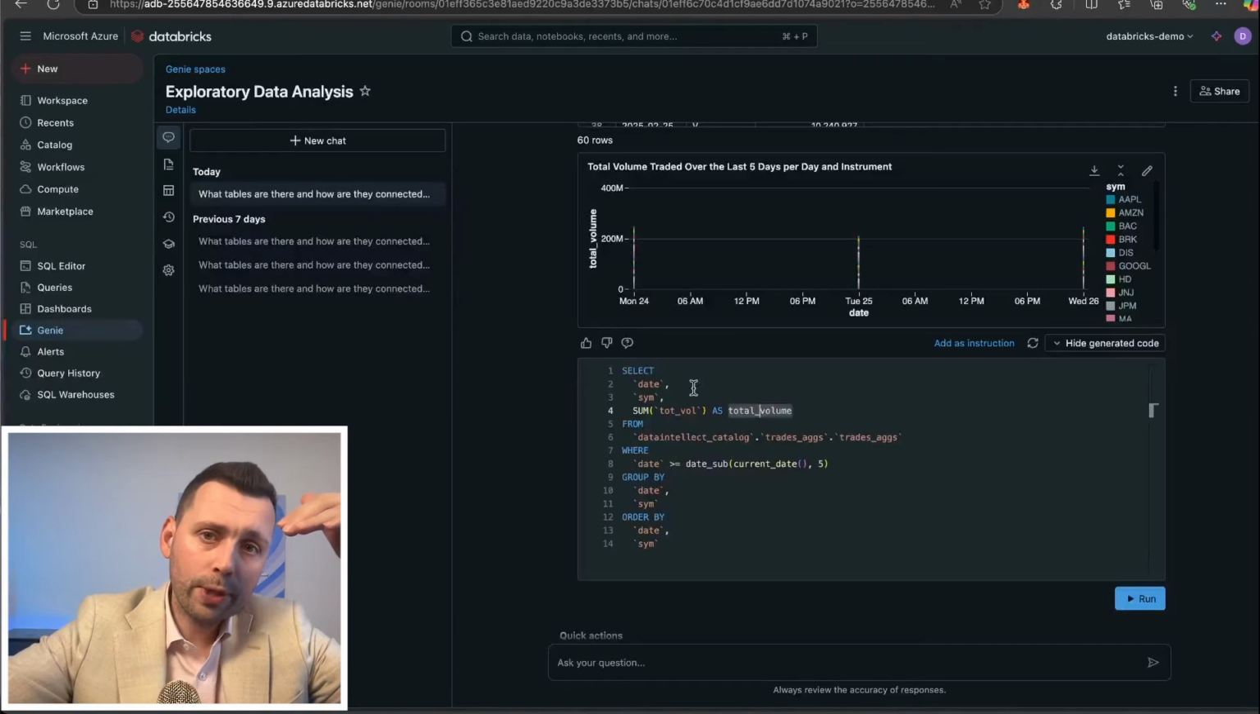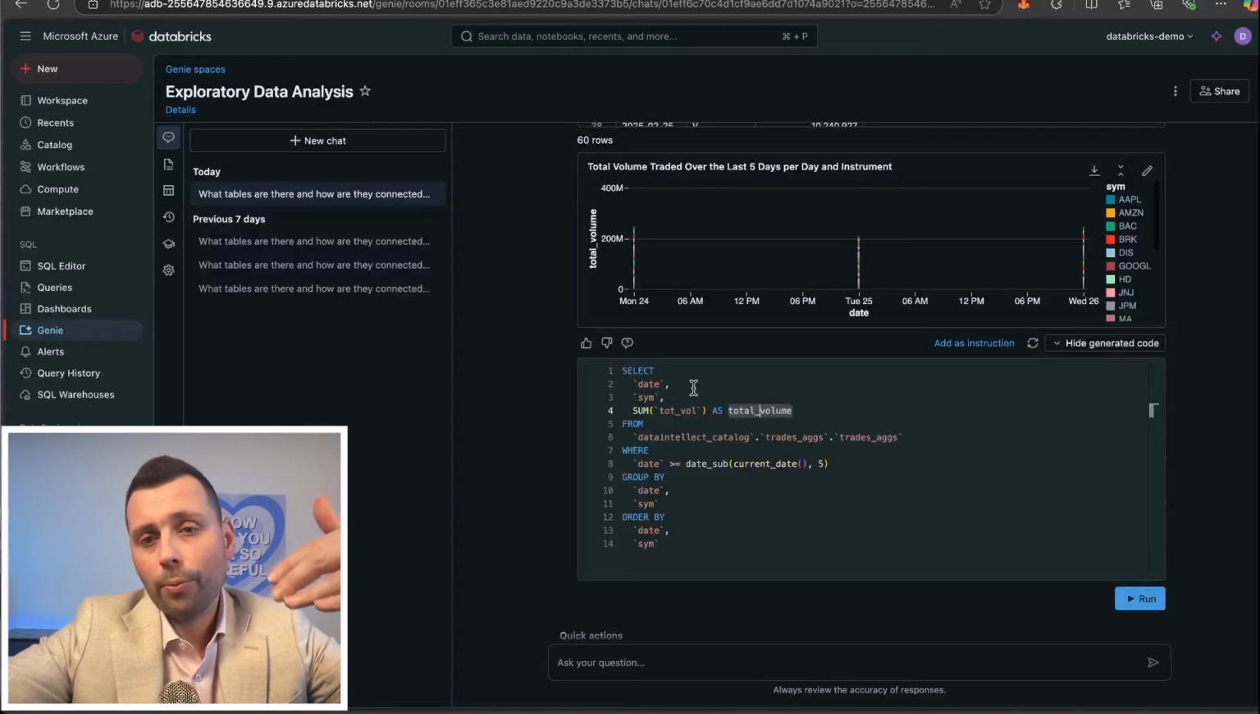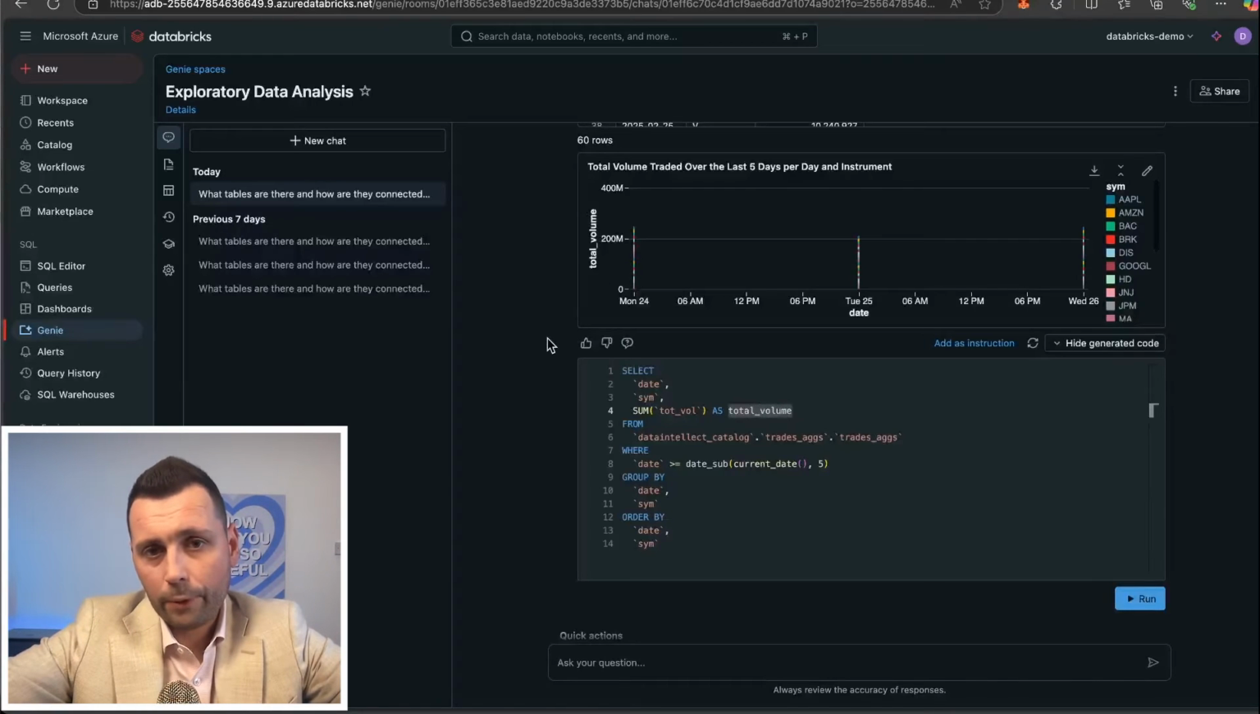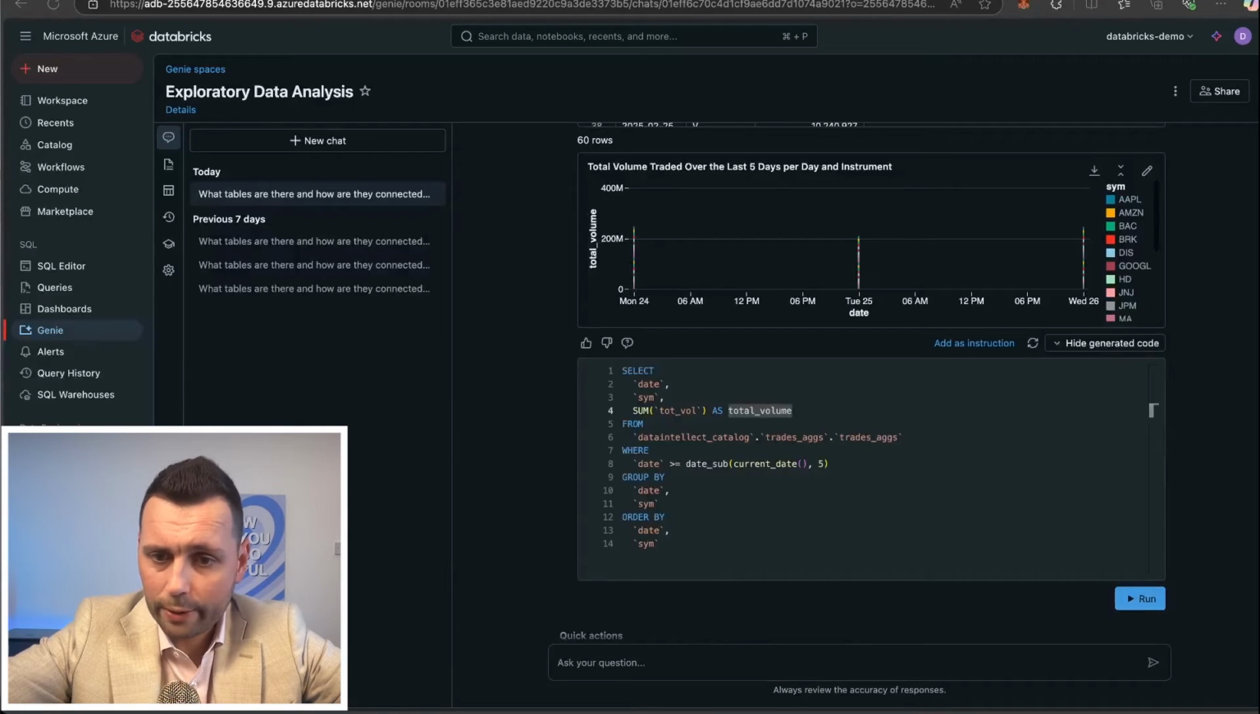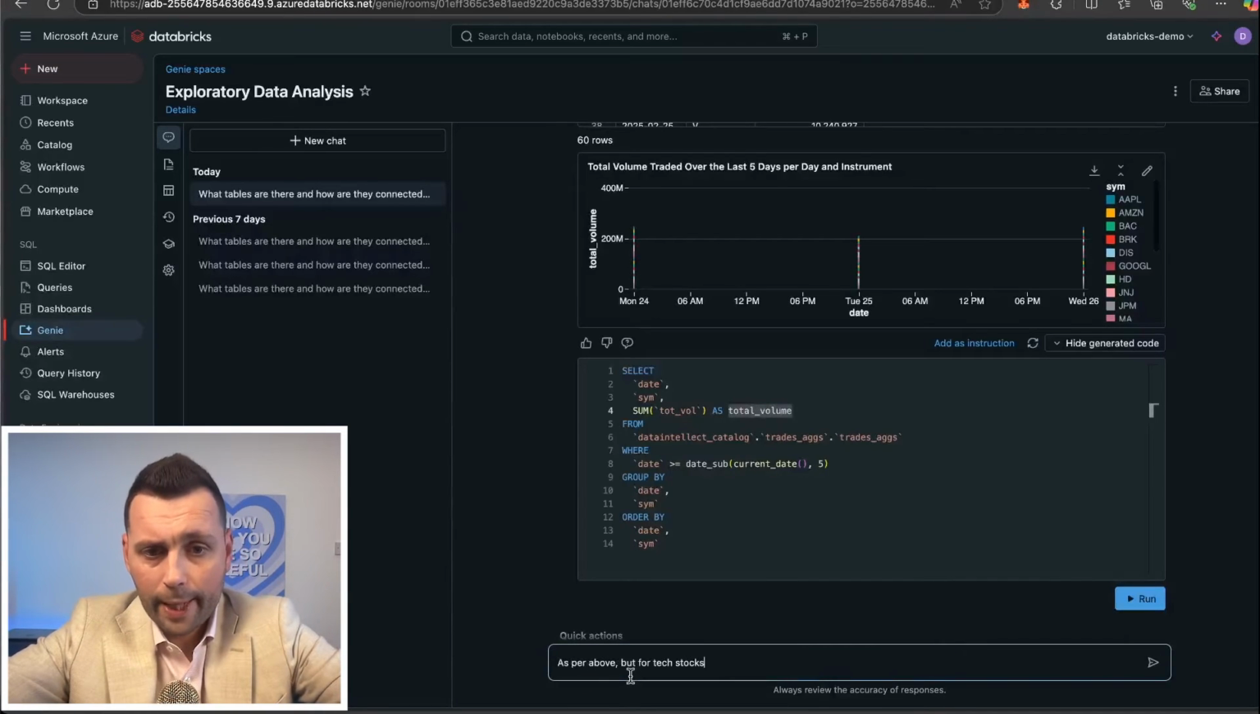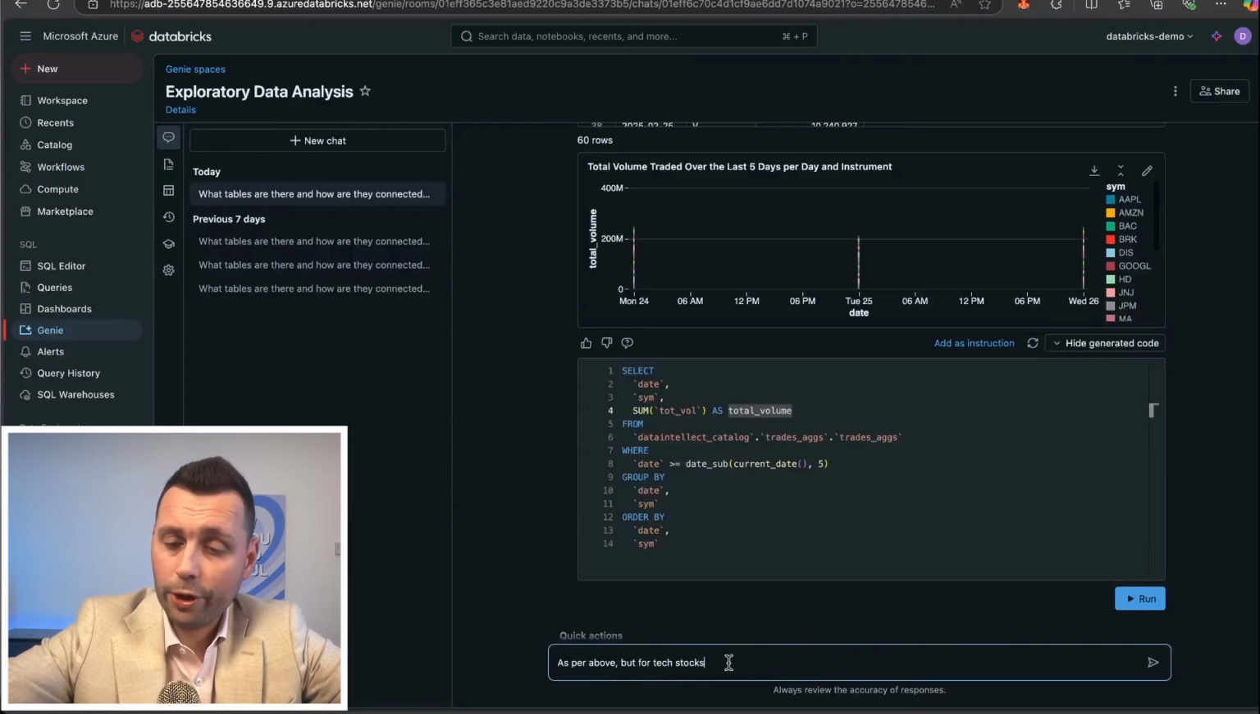The whole point is to see a normal progression of what a normal trader would ask it, or a business user or a risk manager. Now the next question that we can ask it is a little bit more interesting. Okay, so we can ask it as per above, but for tech stocks.